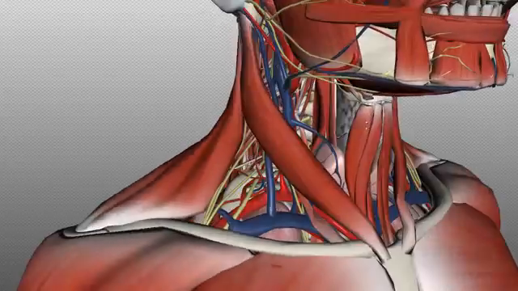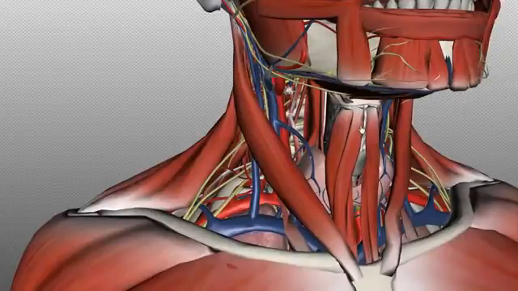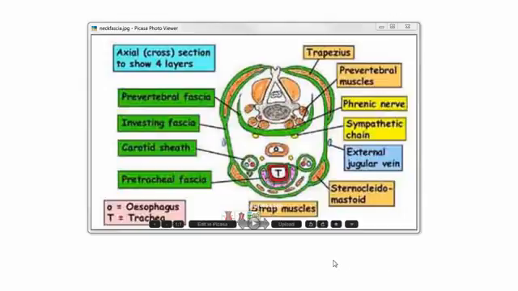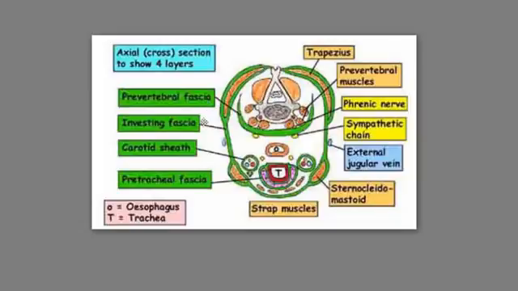And then you've got the deep fascia, which there are several different layers. You've got the investing layer, you've got the carotid sheath, the pretracheal fascia and the prevertebral fascia. So I'll just quickly show you a diagram to explain that. So I've got this diagram here. Sorry about the resolution, but it does explain the fascial compartments. So we're looking at a cross section of the neck. So this is anterior and this is posterior.